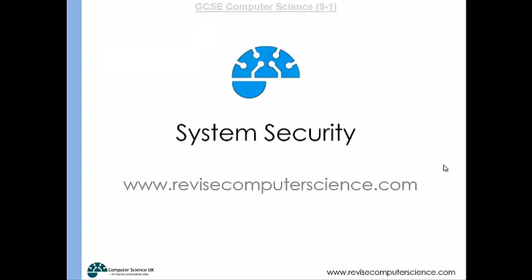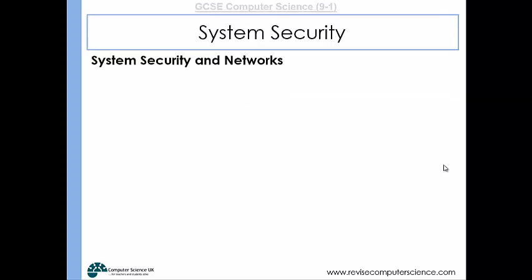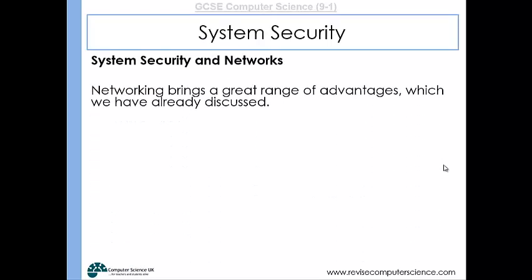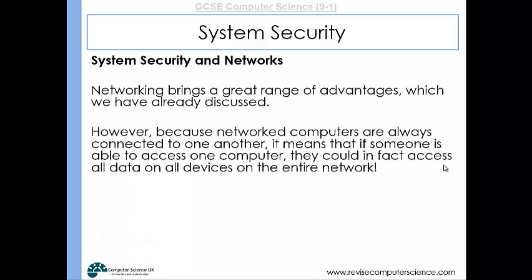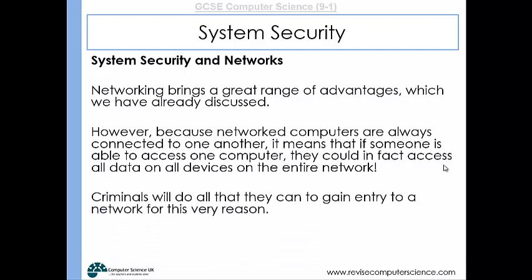This video will look at system security. So we've already seen how networking brings a lot of advantages. However, because all computers are connected together in a network, it means that if someone's able to access one computer, they could in fact have access to all data on all devices on the entire network. That's if they know what they're doing, and if there's not enough security in place.